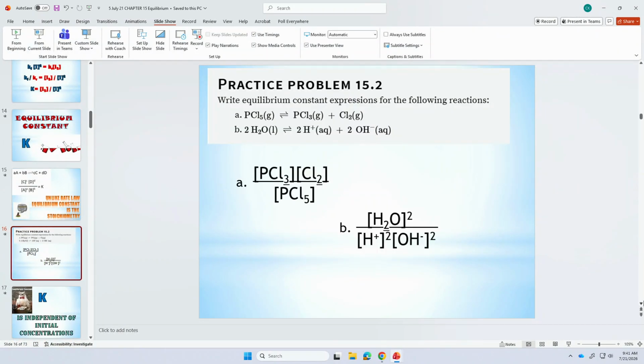this guy? H2O is a liquid. H plus and OH minus are solutions. That little AQ next to them tells me it's a solution. But H2O is a liquid.